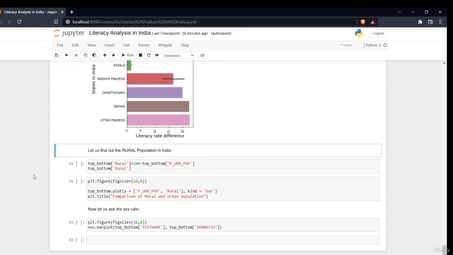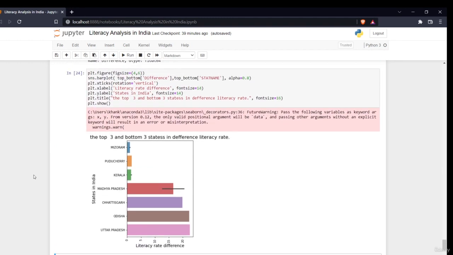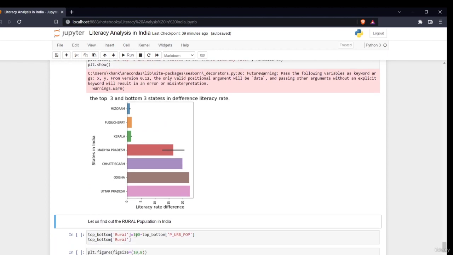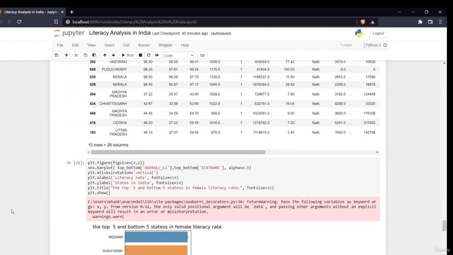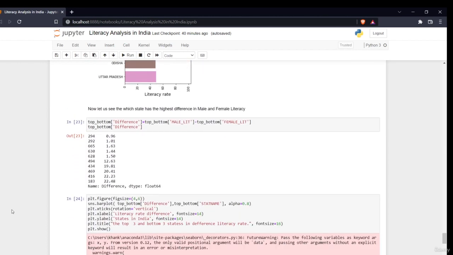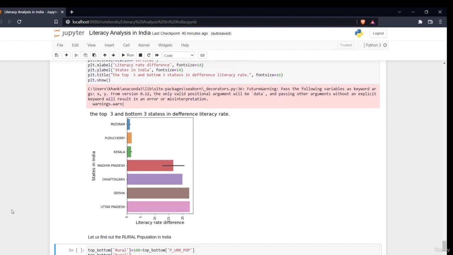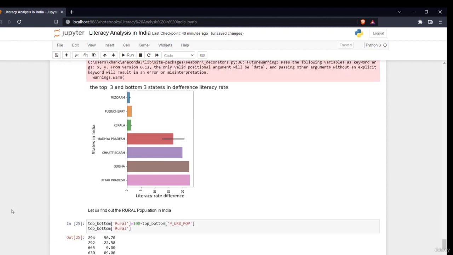Hello all and welcome to the last section of our project. In the previous sections we have seen the different literacy rates, the population, and all the different things which we'll be talking about in the last. First, let us see the rural population. In this we don't have a rural population column. We have an urban population, which is on a scale of 100. So we'll subtract it from 100, that is 100 minus urban population, which should give us the rural population.